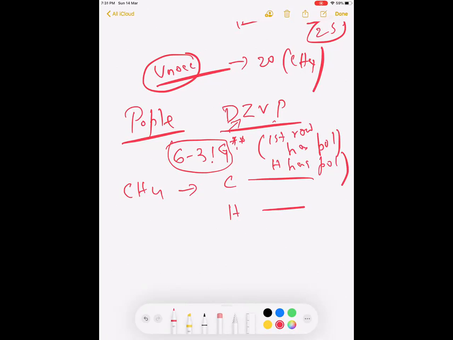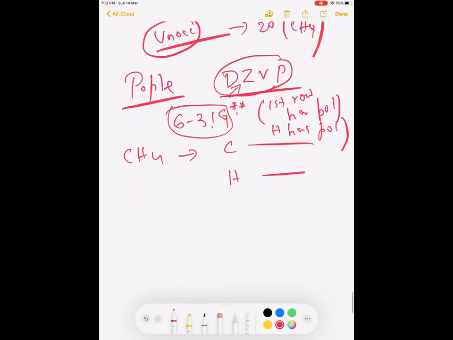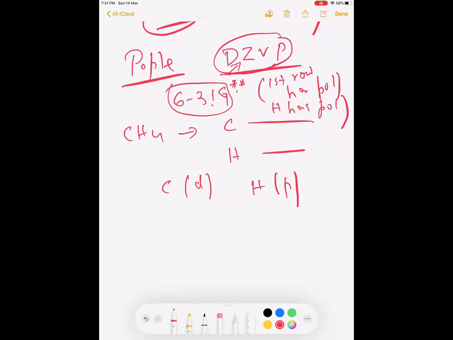When we did DZVP, we did not distinguish between carbon and hydrogen. We add polarization. What is polarization? For carbon, that is D. For hydrogen, that is P. So I have a kind of nomenclature which says I have used the basis functions with polarization.